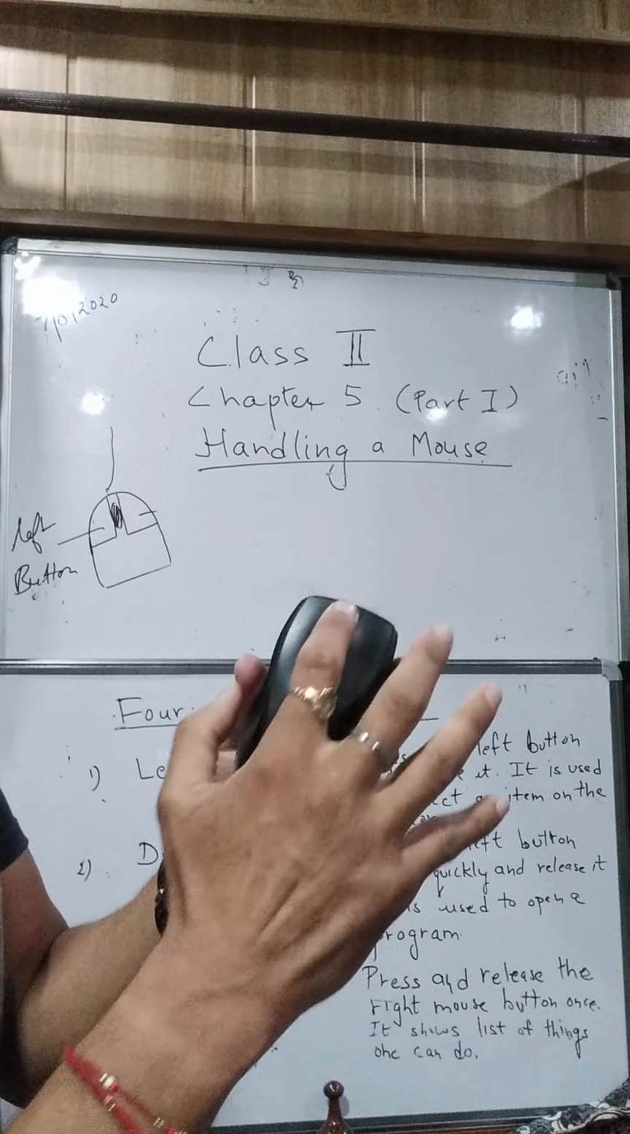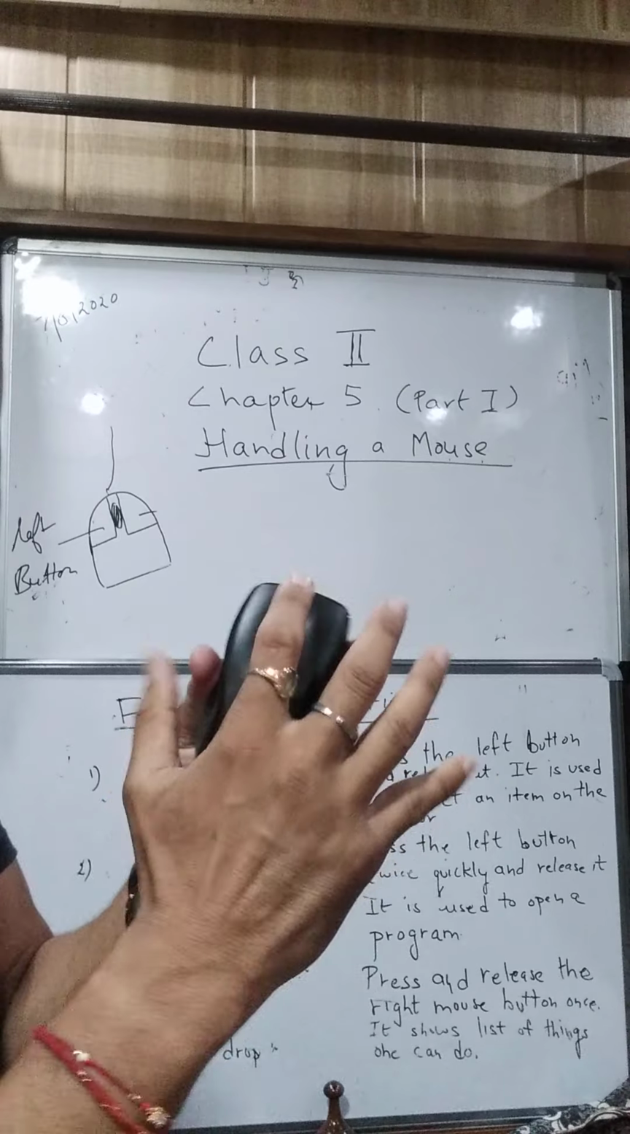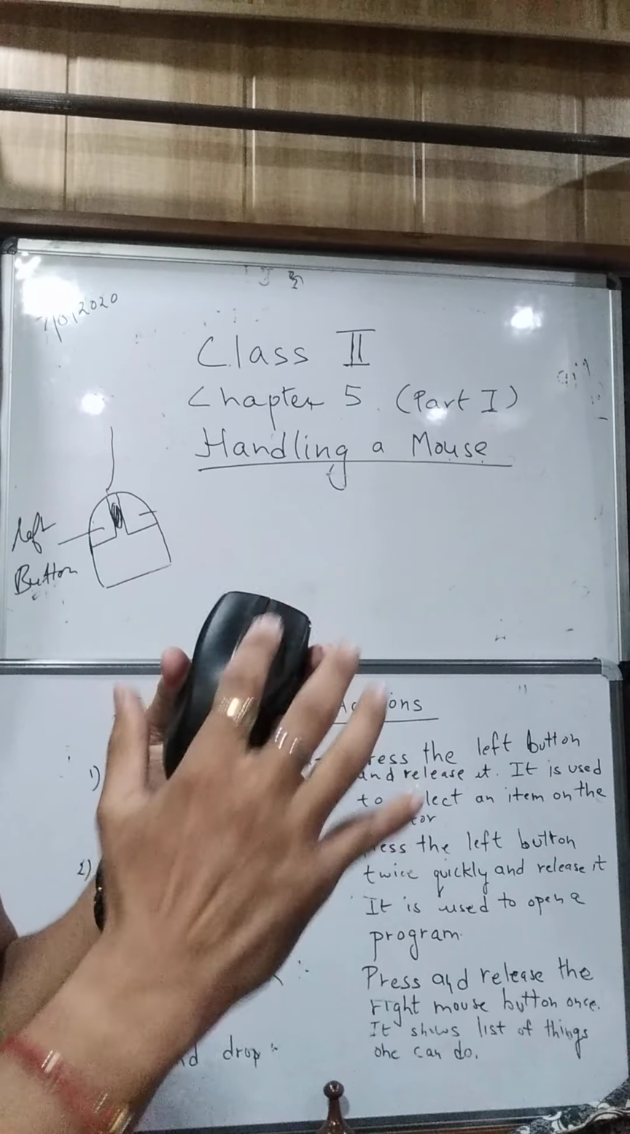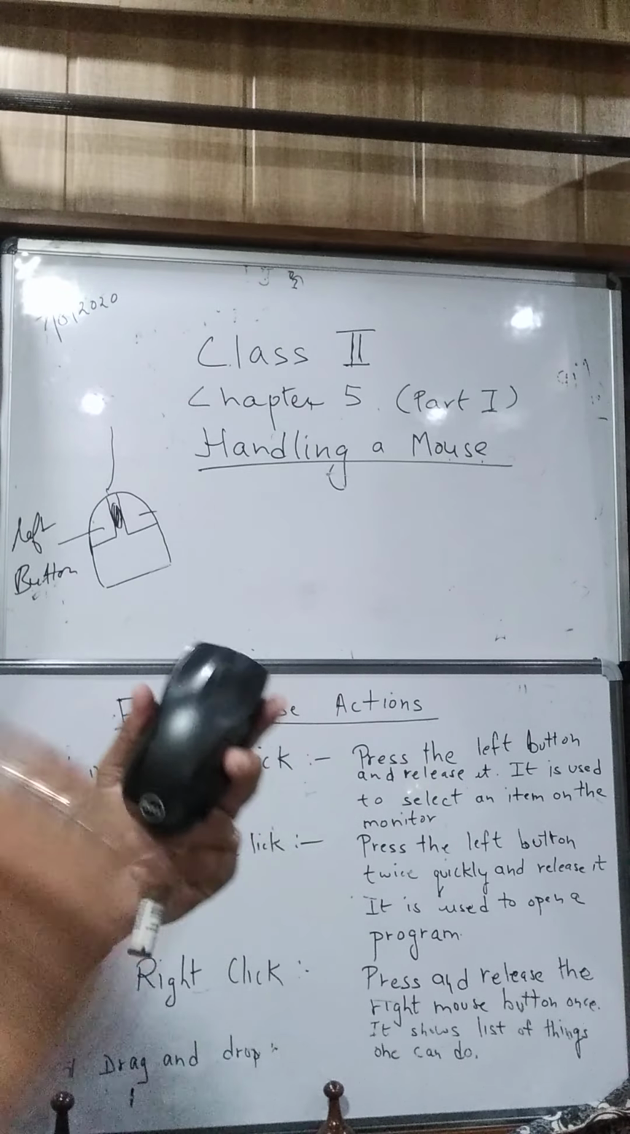Now, what's the use of the scroll wheel? To move the page up and down. You can scroll it and move the page up and down. This is called a scroll wheel.